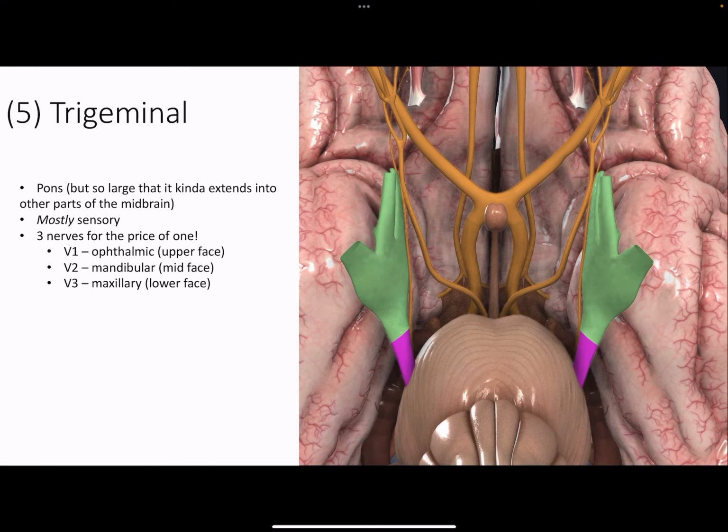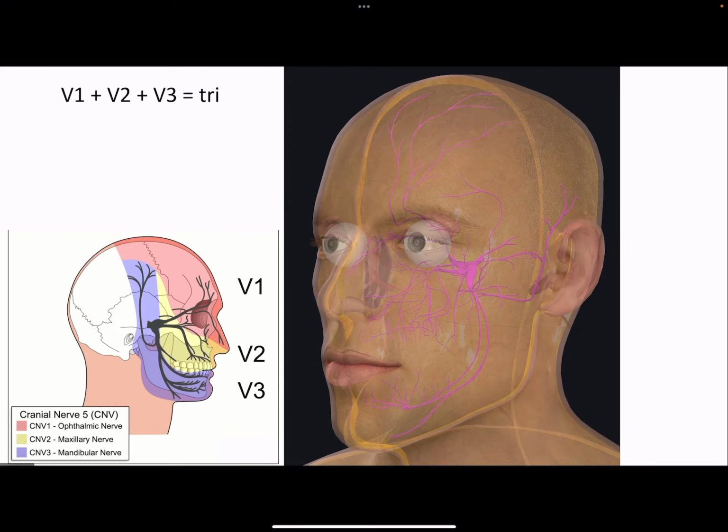The trigeminal nerve, so this is coming from the pons now, the rule of 4s, right? We had 1 and 2 above. Just 3 and 4 is going to be the midbrain now. 4, 5, 6, 7, arguably 8 are going to be now in the pons. So mostly sensory, and it's really 3 nerves for the price of 1, since the name tri. And V1 is just going to be the ophthalmic to the forehead and the eyes. V2 is going to be maxillary to the teeth and lower part of the nose. And then the mandibular is going to be to the muscles of mastication in your jaw and whatnot.